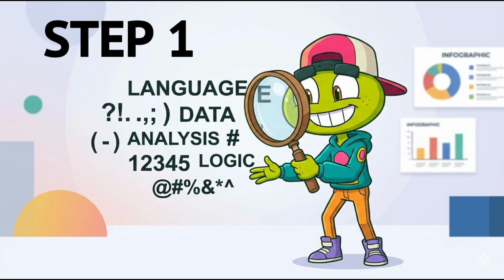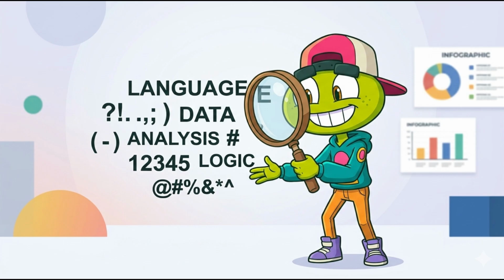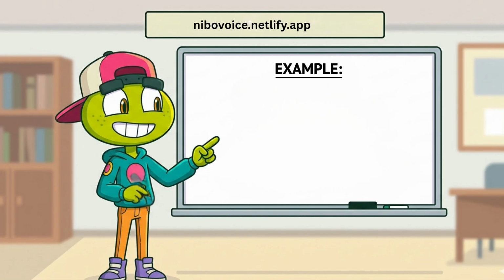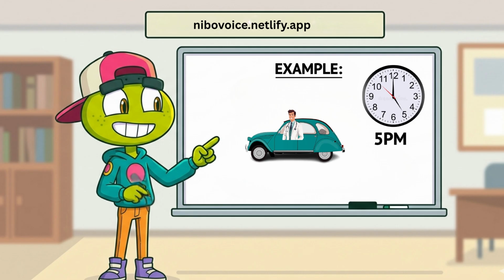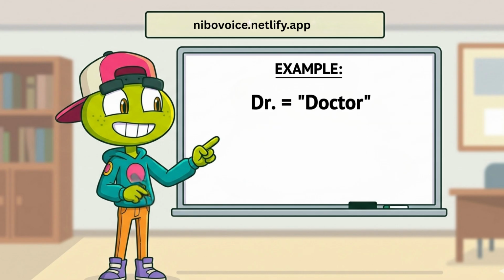Step 1. Reading the text. The first thing a text-to-speech system does is analyze the text. It identifies words, punctuation, numbers, symbols, abbreviations. For example, "Dr. Smith arrived at 5 p.m." The system needs to understand that Dr. means doctor, and that 5 p.m. should be spoken correctly. This process helps the software understand what the text actually means before speaking it.